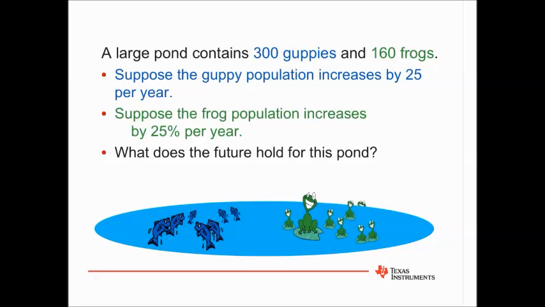So we've got this large pond, we've got guppies in it, 300 at least, and 160 frogs. Now, the guppies, they increase by 25 per year. So maybe a pickup truck comes with some guppies and throws them in the pond, or maybe they do it the natural way, you know, we won't go into that.